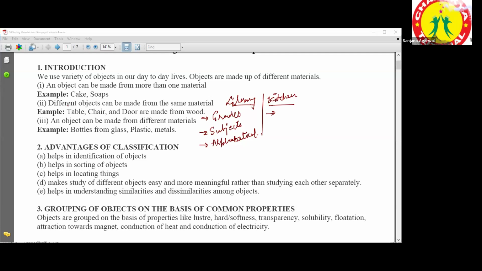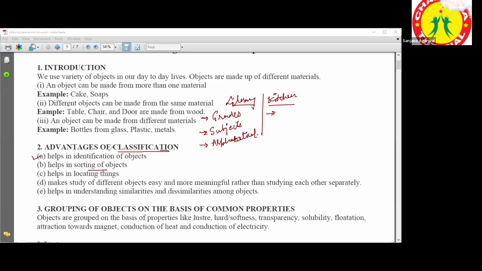Okay, so why do we classify objects? How does it help us? It helps in identification of objects. It helps in sorting of objects. We can sort them if we have kept all the glasses at one place, from smaller glasses to medium sized glasses to bigger glasses. All the crockery items are kept separately.